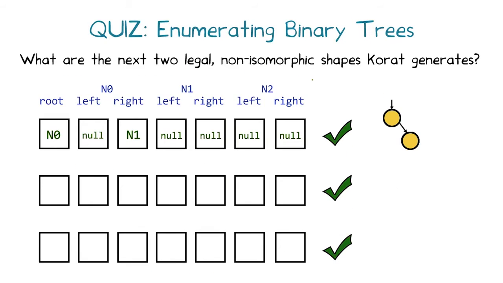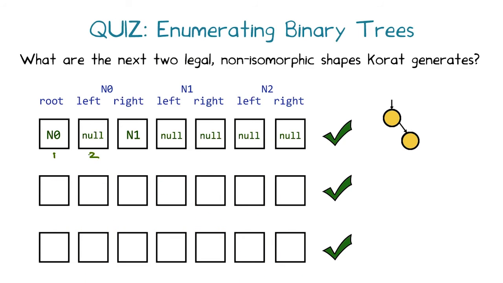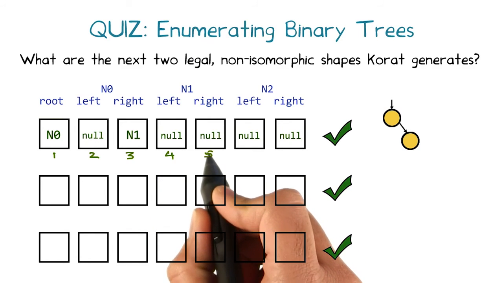To check your understanding of the expand operation in Korat, fill in the candidate vectors for the next two shapes that Korat will generate. Omit any illegal shapes, that is, those that fail the precondition check, and any shapes that are isomorphic to any previously generated shapes. As a hint, here is the ordering in which the precondition checked each field of the last candidate vector. First the root, then n0.left, then n0.right, then n1.left, and finally n1.right.